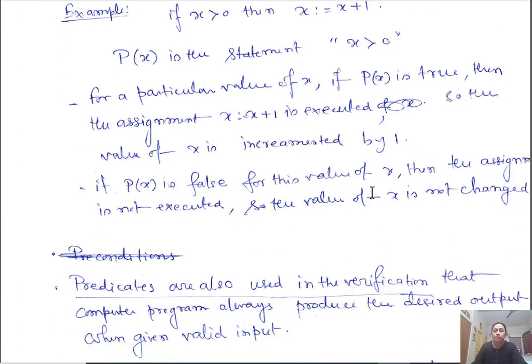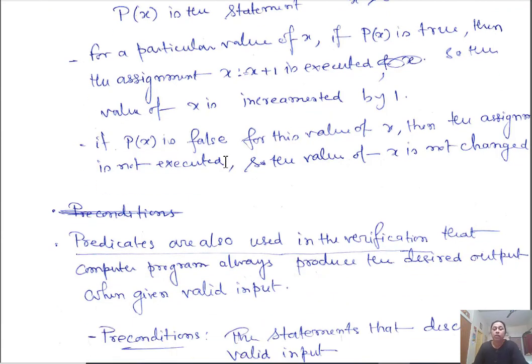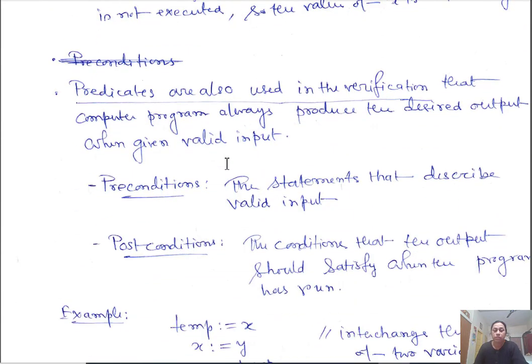Okay. So if P(x) is true and then x is incremented, P(x) may be false for some particular value of x. When P(x) is true, P(x) is the statement. When you assign a value to x, it becomes a proposition. Predicates are also used in verification of computer programs, to check that the program always produces the desired output when given valid input. So there are preconditions and postconditions.